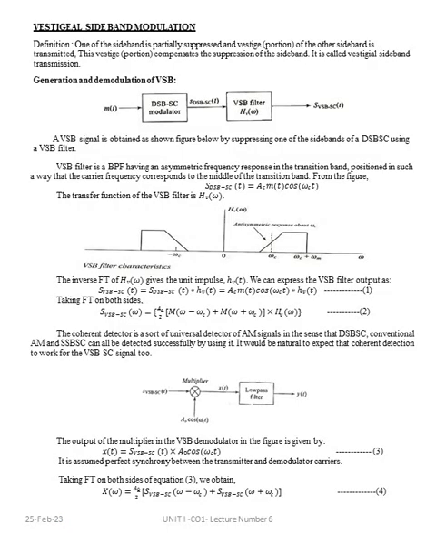What is vestigial sideband modulation? One of the sidebands is partially suppressed, and a vestige, that is a portion of the other sideband, is transmitted. This portion compensates for the suppression of the sideband. This is called vestigial sideband.